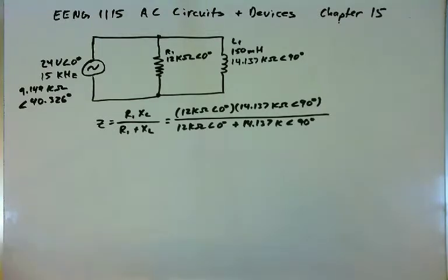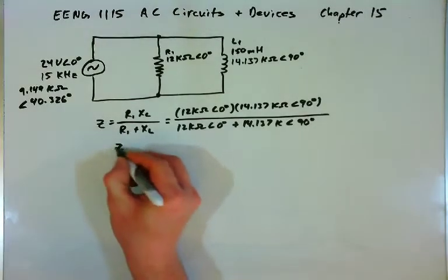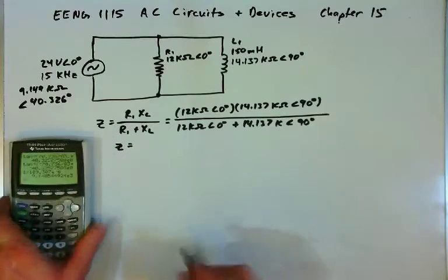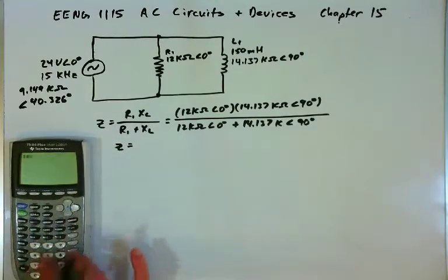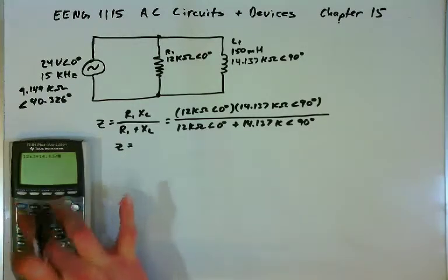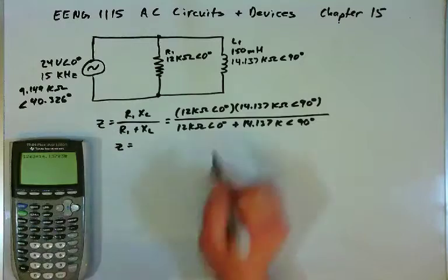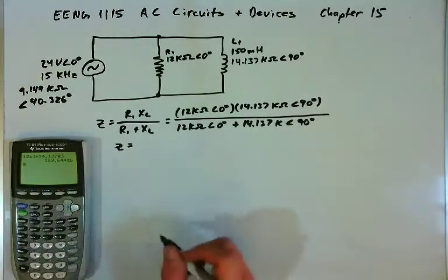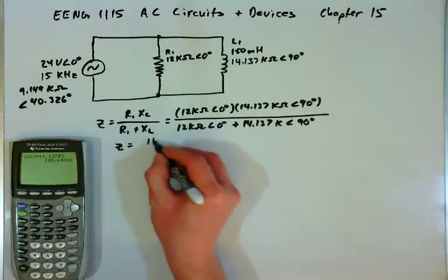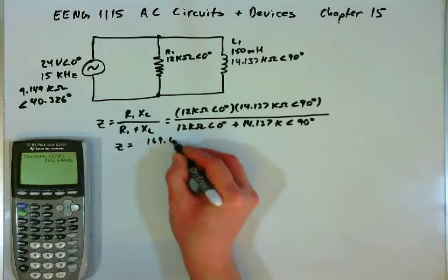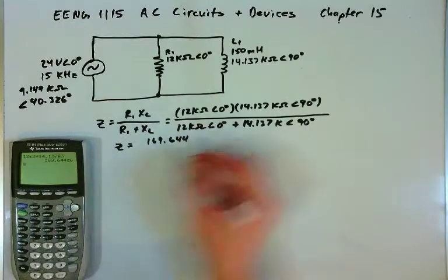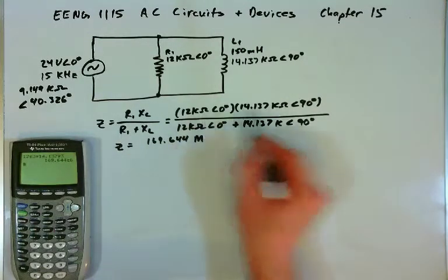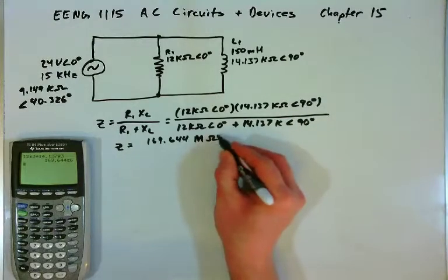And so the product, that's the easy part. The total impedance will be 12 kilo ohms times 14.137 kilo ohms. Right, so I'm multiplying the magnitudes, and we get 169.644. That's going to be mega, and the units will be ohms squared.